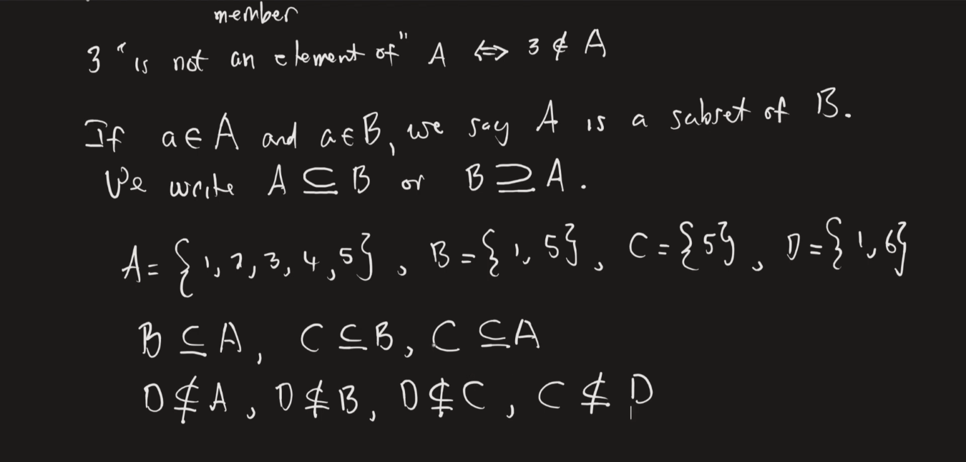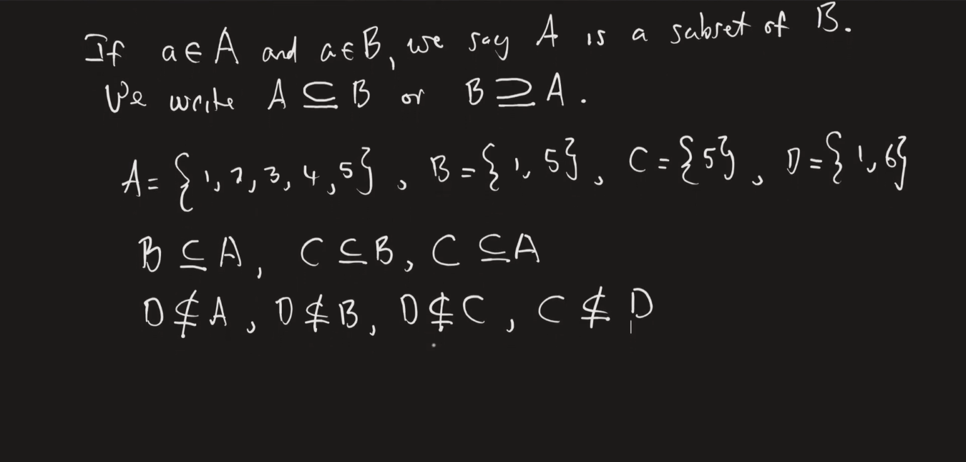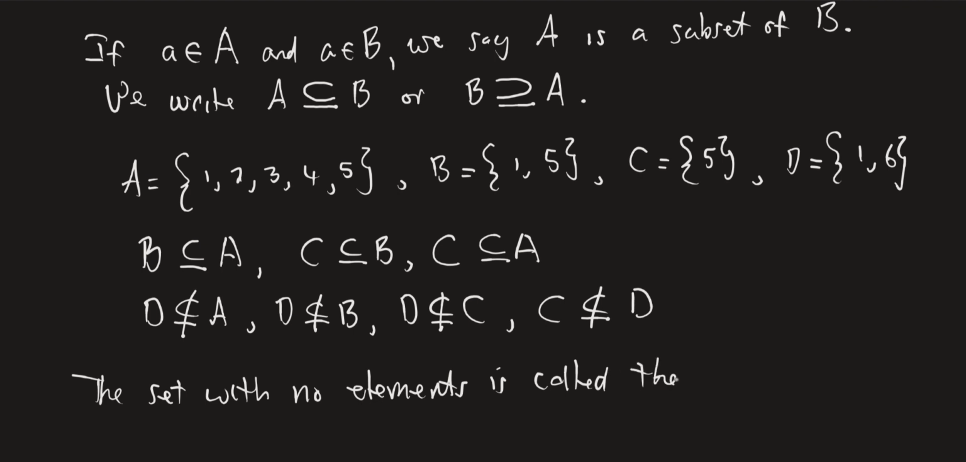Now, let's see, one more thing I want to mention in this video. Now, you notice, here we had a set that had only one element. Well, it turns out there are sets that have no elements at all. So the set with no elements is called the empty set.